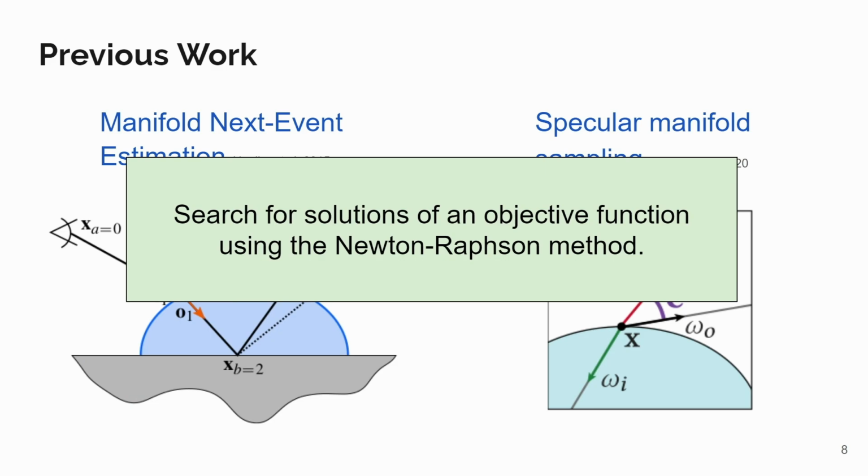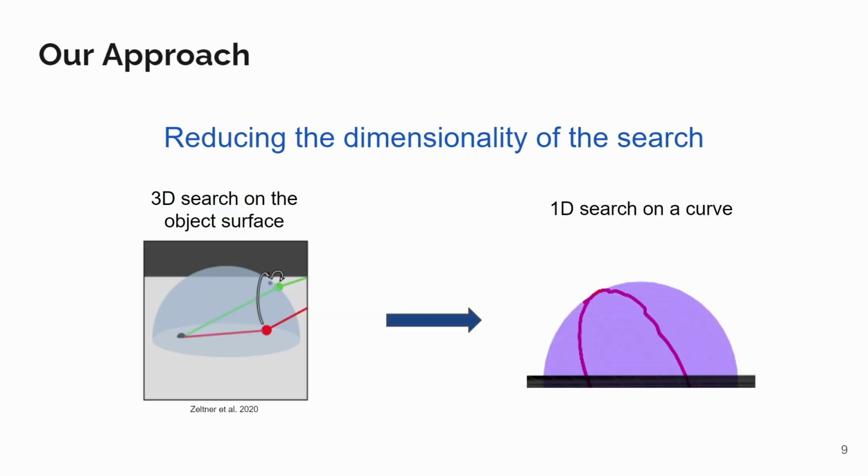And both of these methods, what they are doing is they are searching for solutions of an objective function, different objective functions, but that's basically the idea. And both of them use the Newton-Raphson method to do this. The thing is that this search that they are doing is done in 3D space of the object.